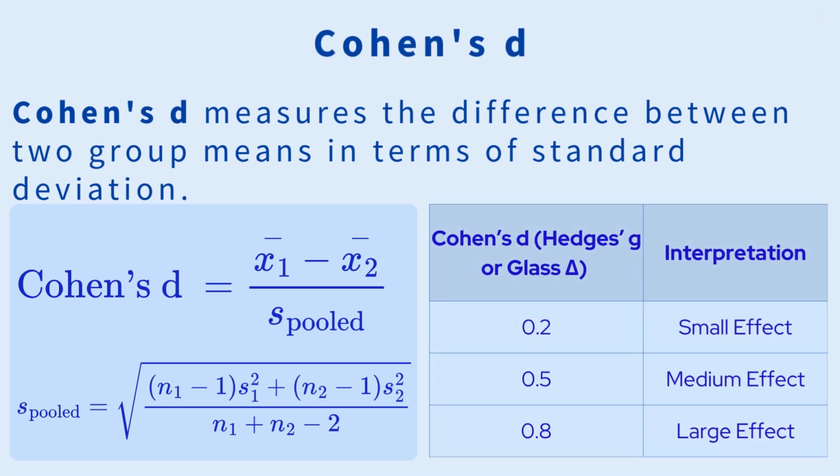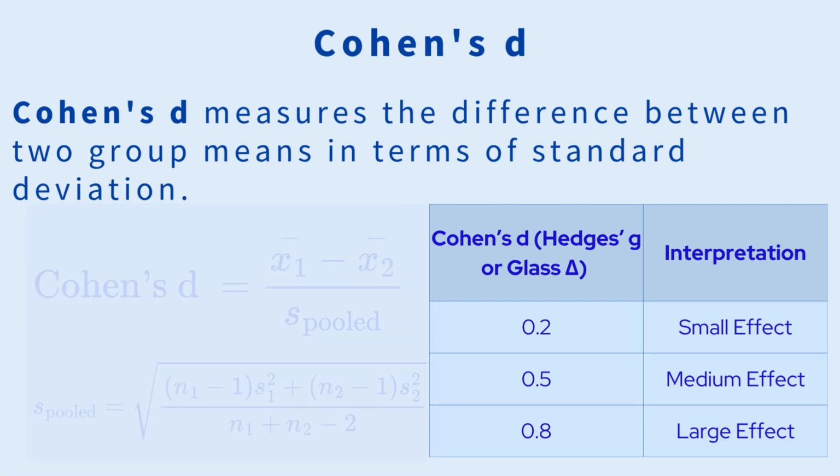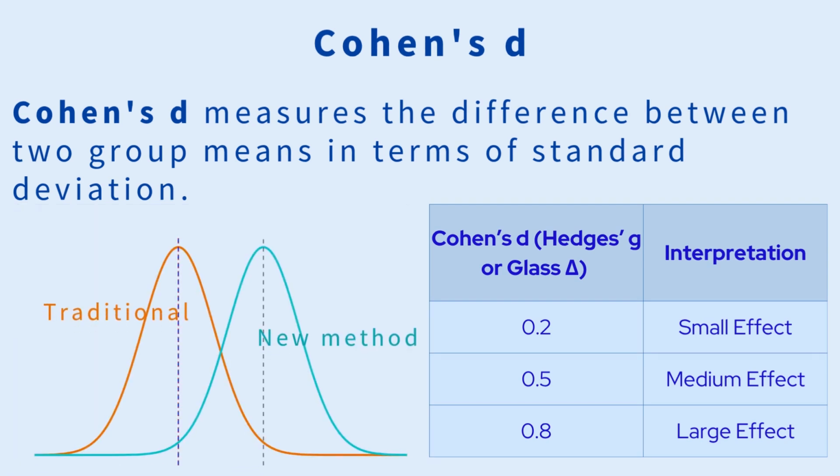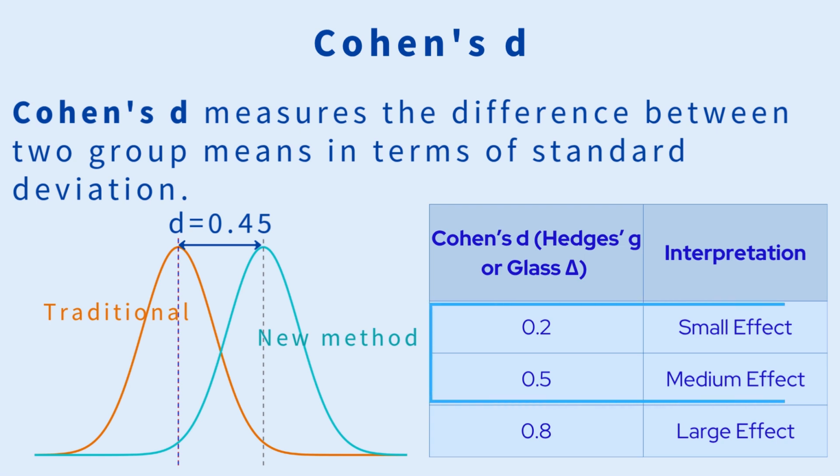These are the conventional guidelines for interpreting Cohen's d values. For instance, a teacher assessing a new teaching method on math test scores found a Cohen's d of 0.45. This indicates the new method resulted in mean scores approximately 0.45 standard deviations higher than the traditional method. This suggests a noticeable positive effect that falls within Cohen's small to medium range.